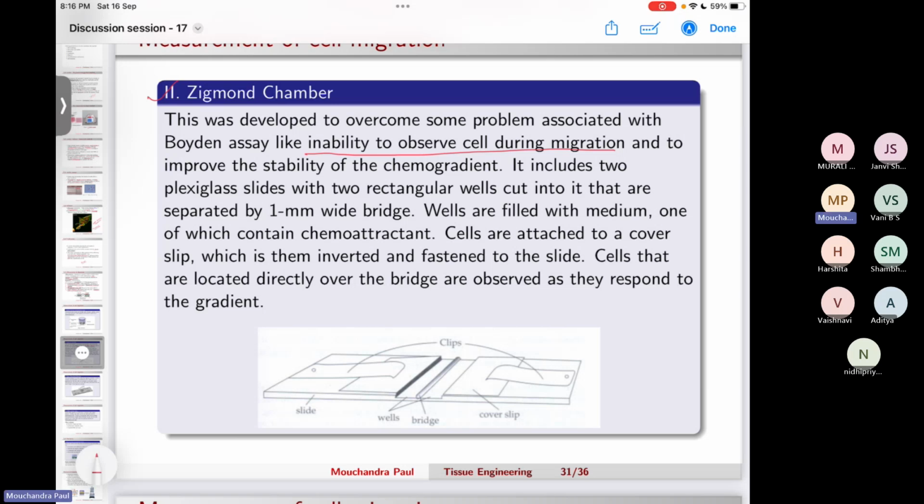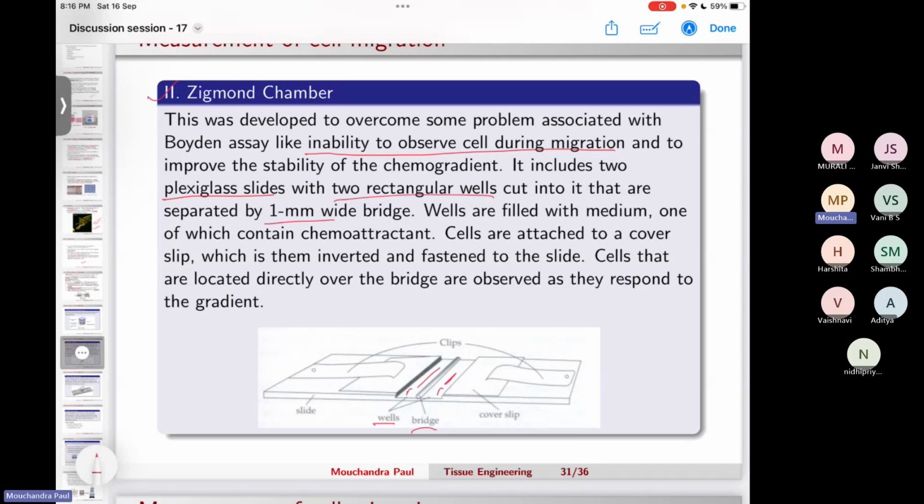Here the geometry is different. We are not using two chambers, but a slide, a plexiglass slide, with two rectangular wells. These are the wells, well 1, well 2, and they are separated by a bridge which is 1 mm in width. One well is filled with media, and another well is filled with chemoattractant, and cells.